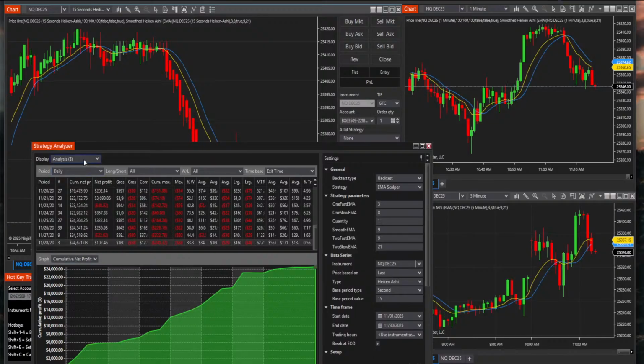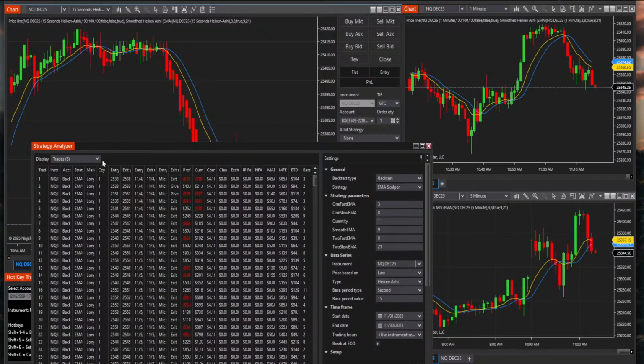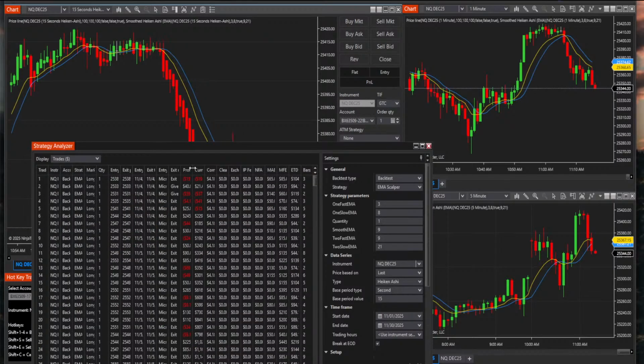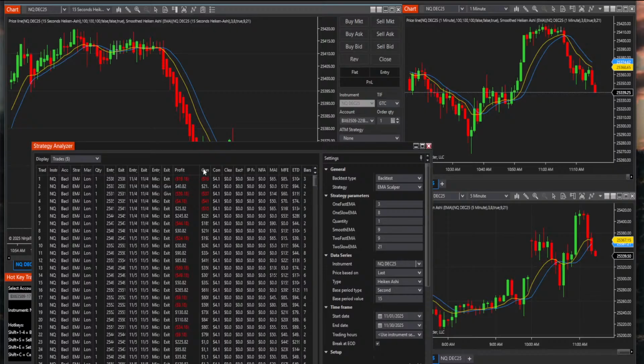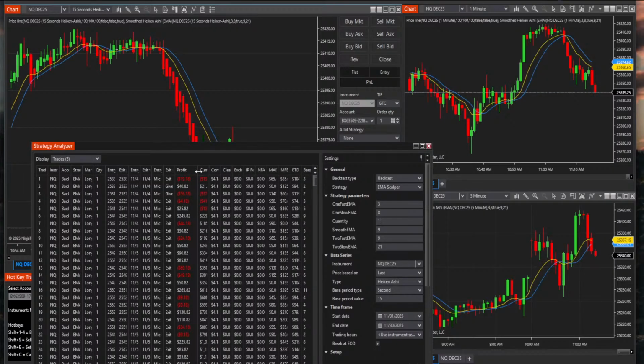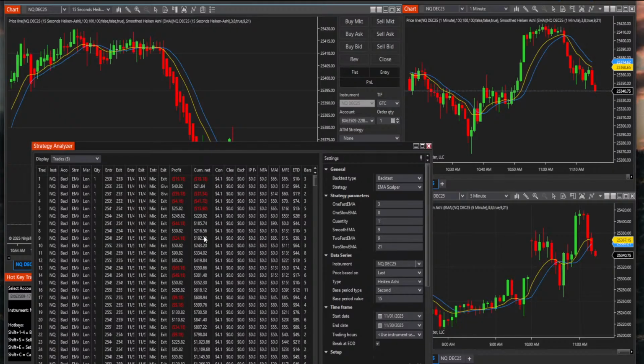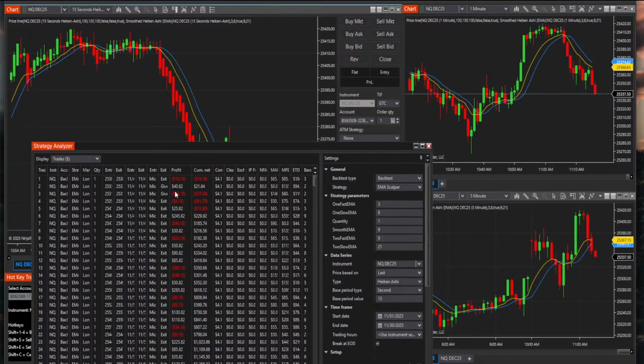But yeah, that's what the stats have here. We got trades. If you look at the trades, we can look at the trades here. What is that? Profit? What is that? Cumulative net profit, I guess. I don't know. Yeah, so these are a number of trades. It just goes per trade.